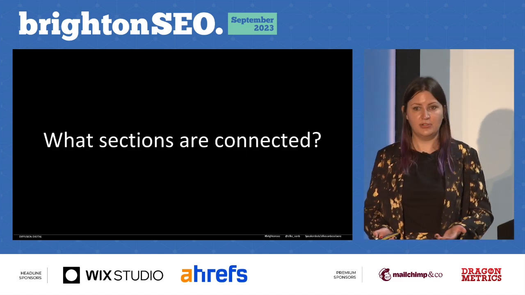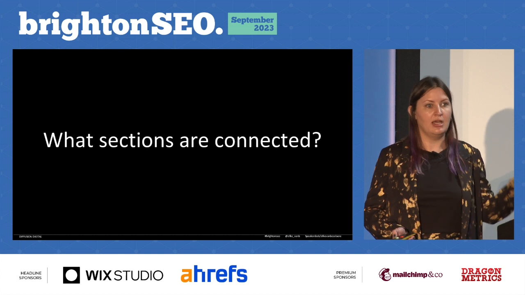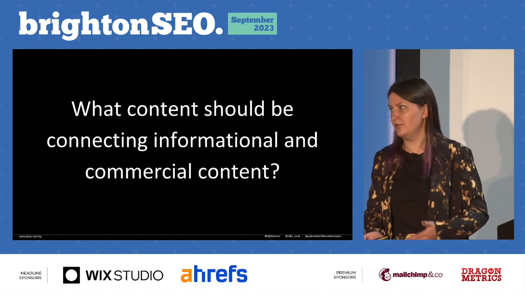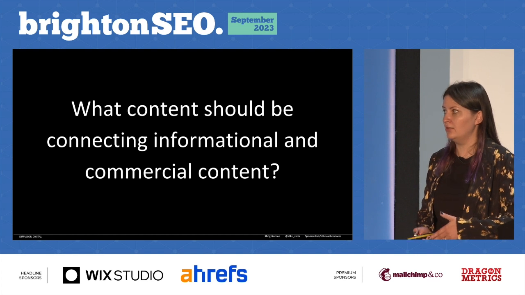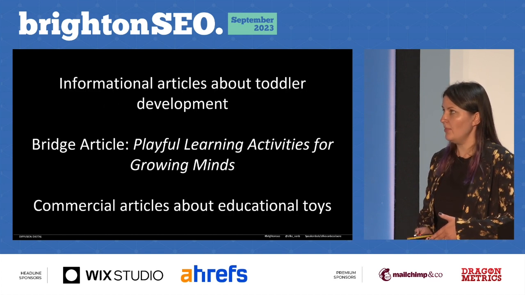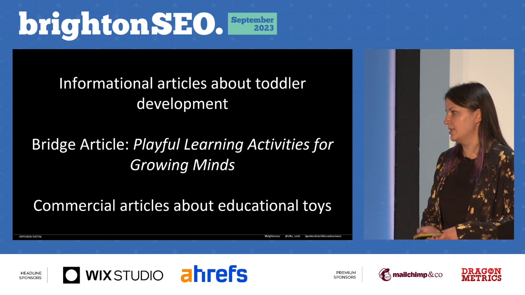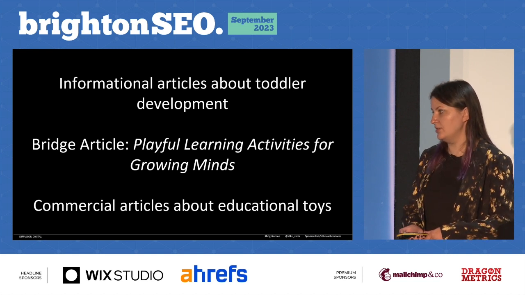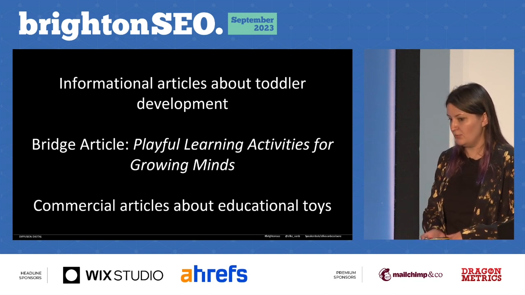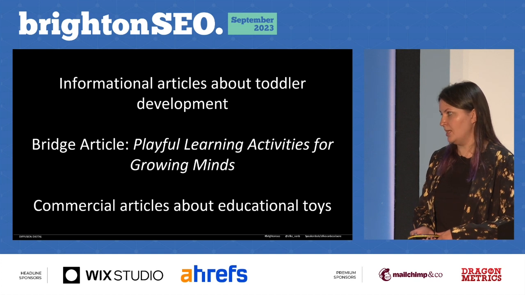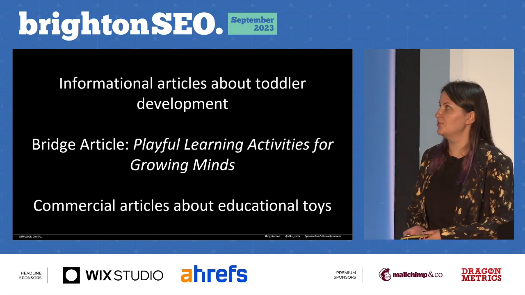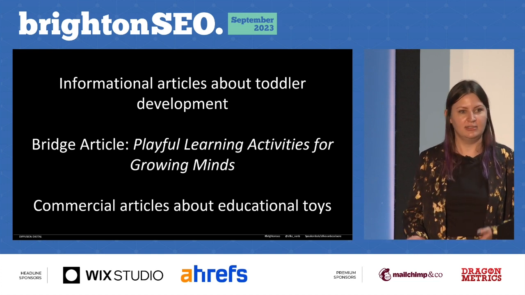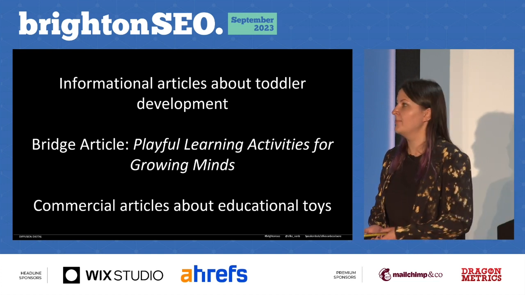So you start thinking about what sections are connected currently, how should they ideally be connected, right? You have taken a step back. And then also, what content should be connecting informational and commercial content? Now, just to give you a quick example, if you are working on a site that sells educational toys, it will have product pages for educational toys, and hopefully it will have some informational articles about things like toddler development. And if they don't, you'll suggest it probably.